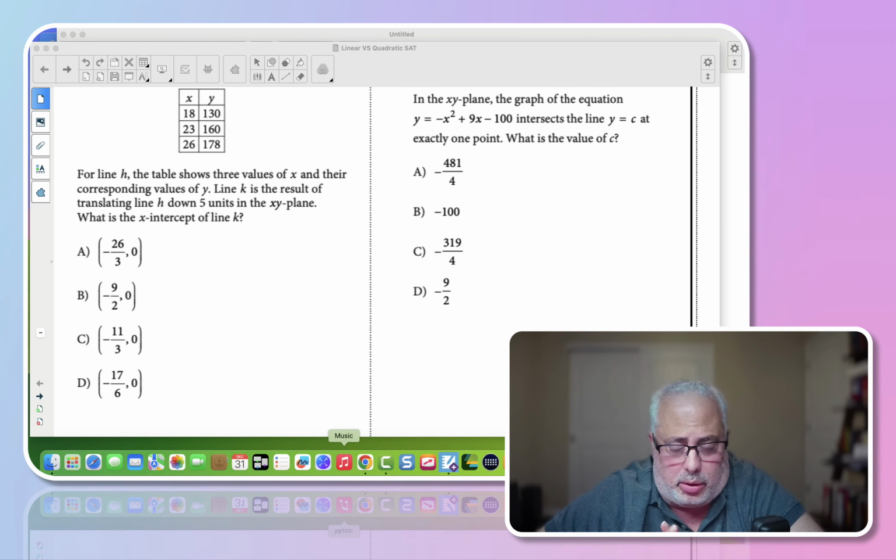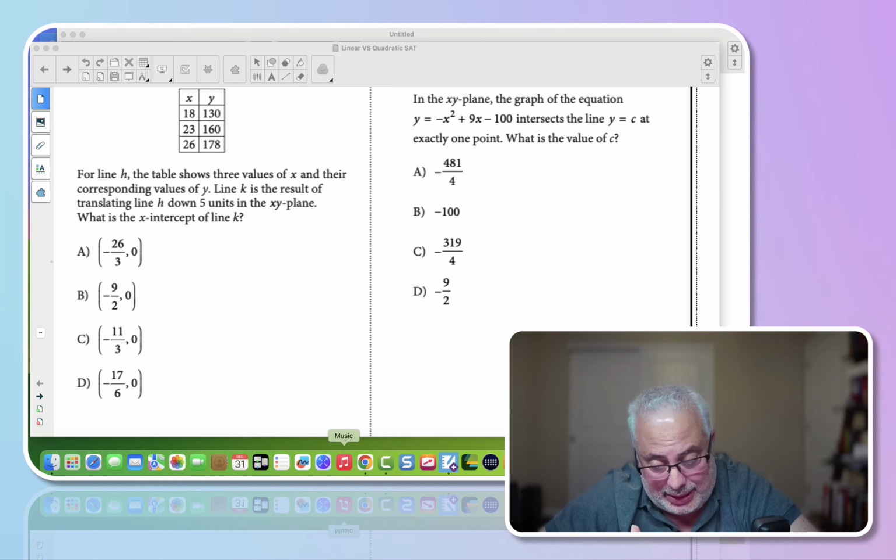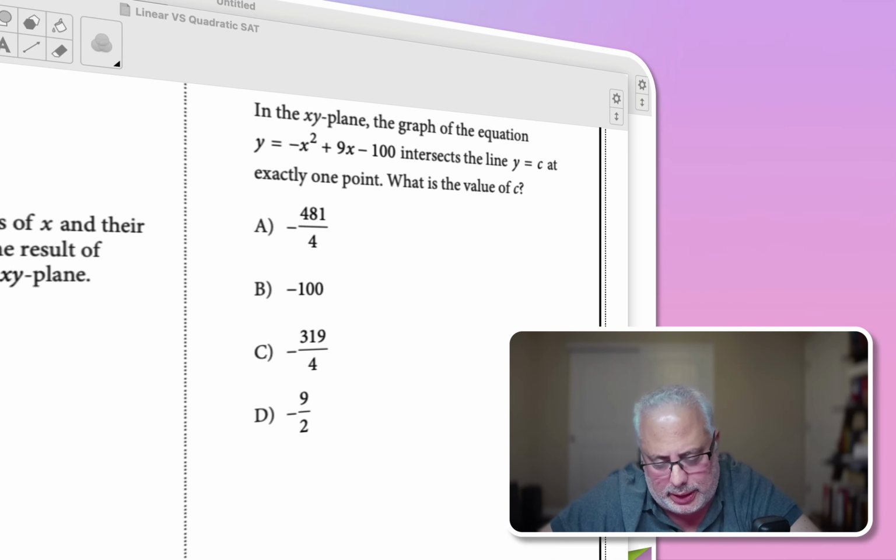The question on your right is a quadratic function. It's y equals minus x squared plus 9x minus 100, that is intersected by a line y equals c at exactly 1 point. What is the value of c? Okay. What we need here is visualization. So I'm going to explain the question, and probably you already have the answer. But remember, this channel is not only for people who know math, but people who are learning math.